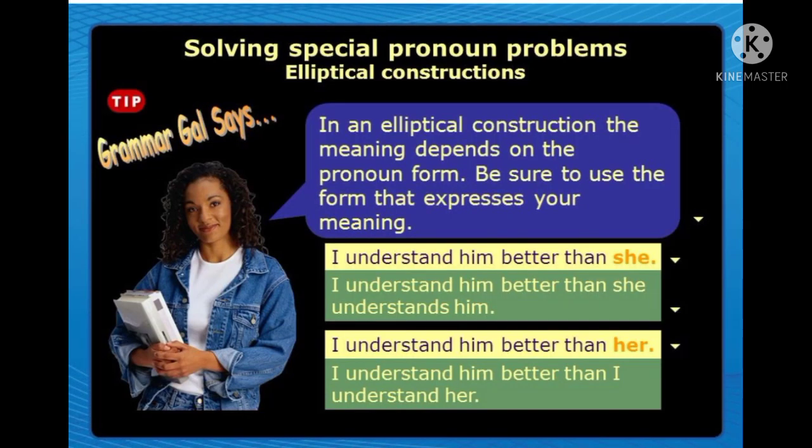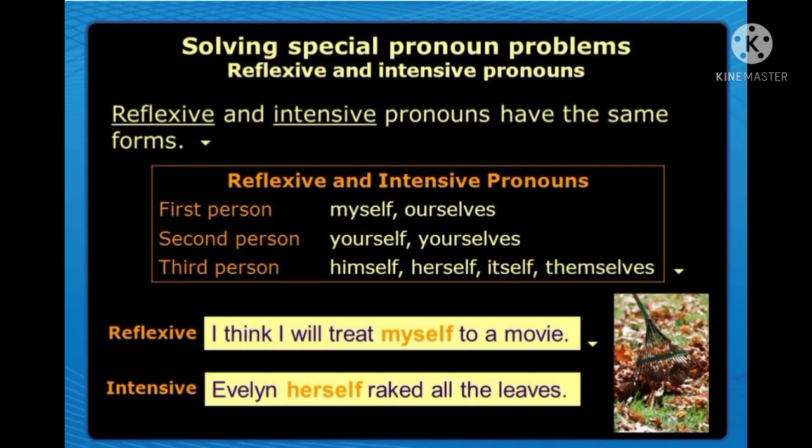Solving special pronoun problems, elliptical construction. In an elliptical construction, the meaning depends on the pronoun form. Be sure to use the form that expresses your meaning. Example, I understand him better than she. I understand him better than she understands him. I understand him better than her. I understand him better than I understand her.